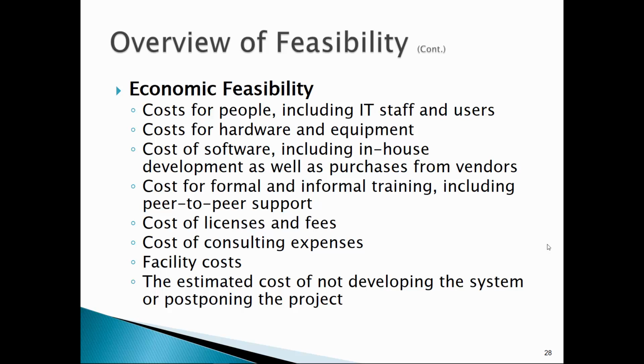So cost of formal and informal training, peer-to-peer support, cost of licensing and fees, cost of consulting, all of this stuff. Cost of maintaining, folks. Keep that in mind. When we put a new system in, we're gonna find bugs. That means we have to maintain it. People are gonna come and say, hey, if this system would only do this, it would make my job easier. Or if this system did that, we might be able to do this for our customers. There's just a plethora of things to consider.